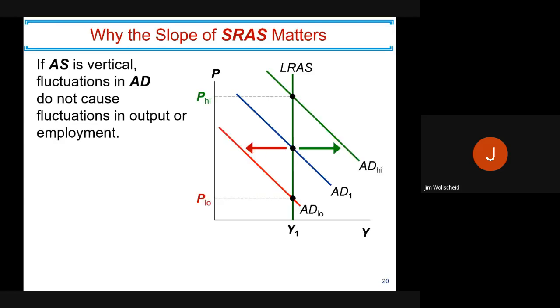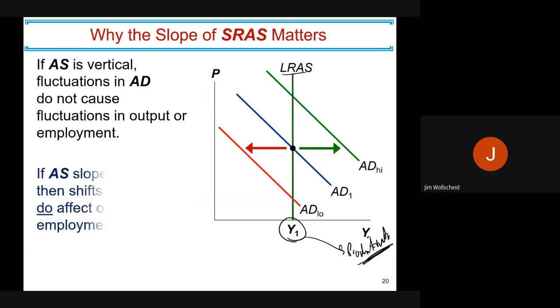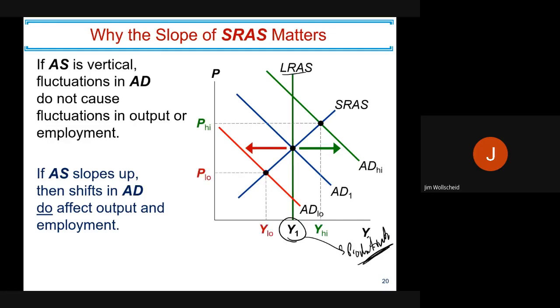Why this matters is that with aggregate supply being vertical, if we changed aggregate demand, nothing would change in output. Output would always remain based on productivity, and that is true in the long run. How wealthy we are only depends on how productive we are. Nothing more, nothing less. However, in the short run, we do see periods of too hot and too cold.